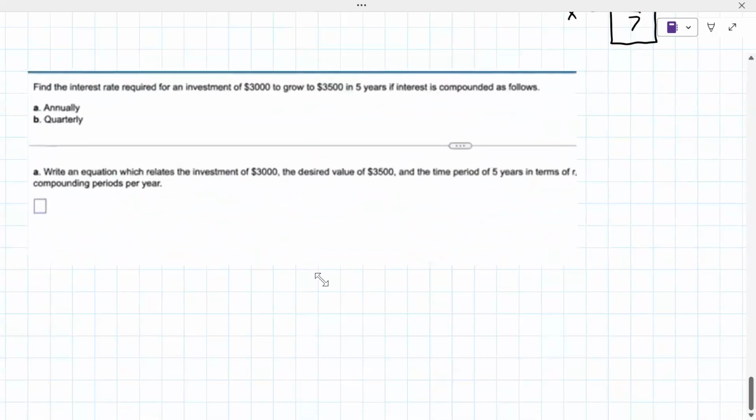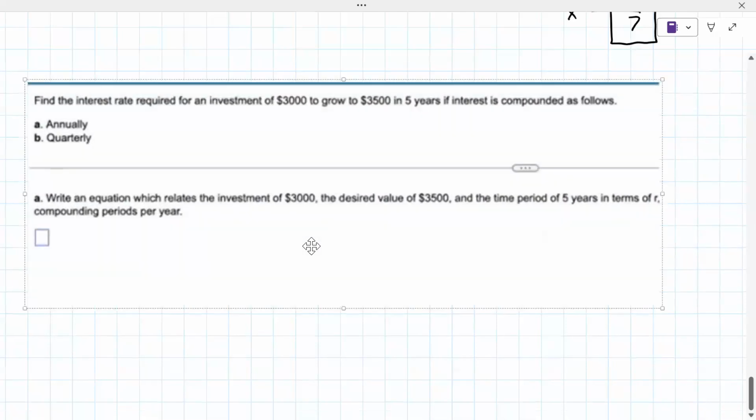All right, so this was one time value of money question. I don't know if this is on the test. I mean, it's not too bad if it is. So this first one is to find the interest rate required.